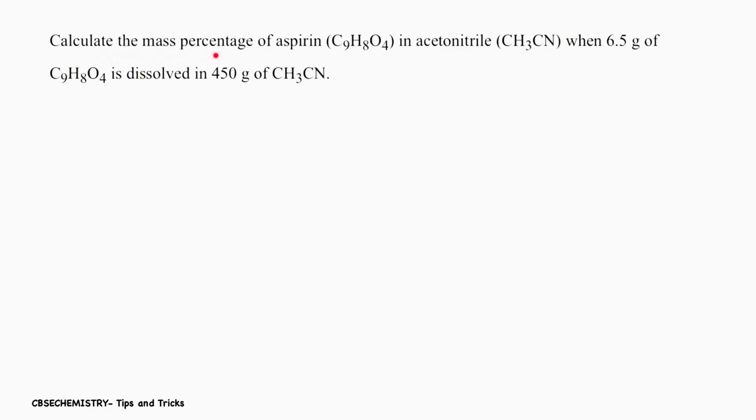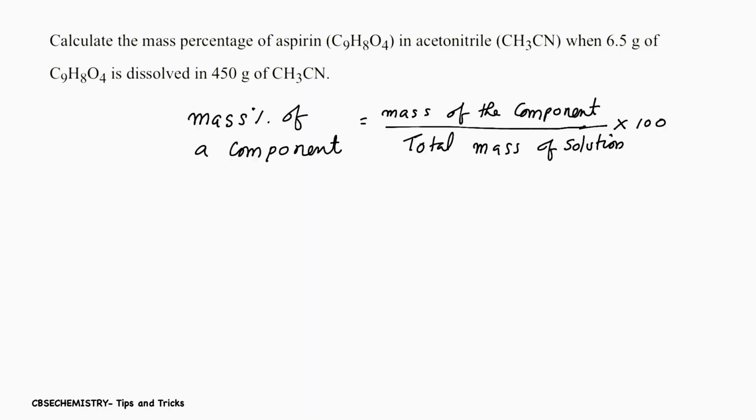Calculate the mass percentage of aspirin in acetonitrile when 6.5 gram of aspirin is dissolved in 450 gram of acetonitrile. It is a straight question. If you know the equation of mass percentage, you can directly do this. What is the equation? Mass percentage of a component is equal to mass of the component by total mass into 100.